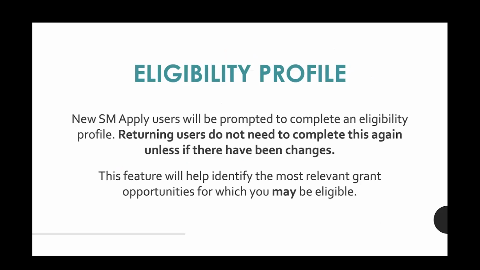The eligibility profile is something in SM Apply that needs to be completed once. So if you're a returning user, you've already done this and you do not need to complete this again unless there have been any changes. But for all new users, you will have to complete this profile before you're able to view our grant opportunities. Reason being that this profile helps identify which of our grant opportunities are most relevant to you. It's a simple form. Let us know if you have any questions. You can choose as many options as apply. And if anything changes, you do have access to this form in your settings and you can adjust your answers.